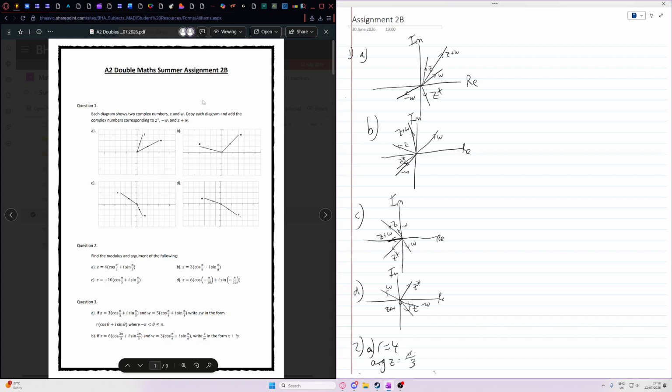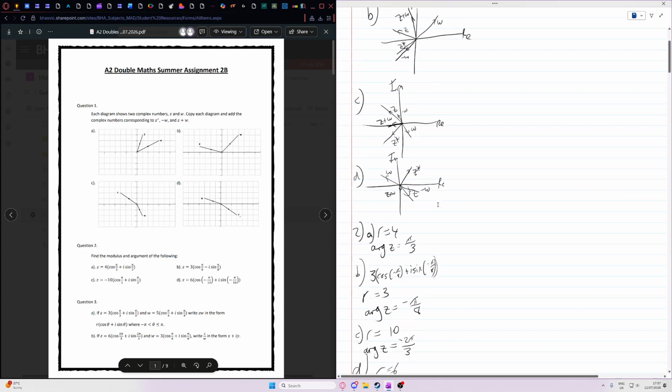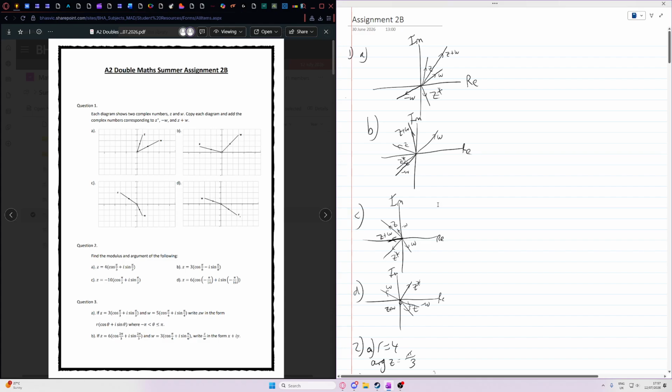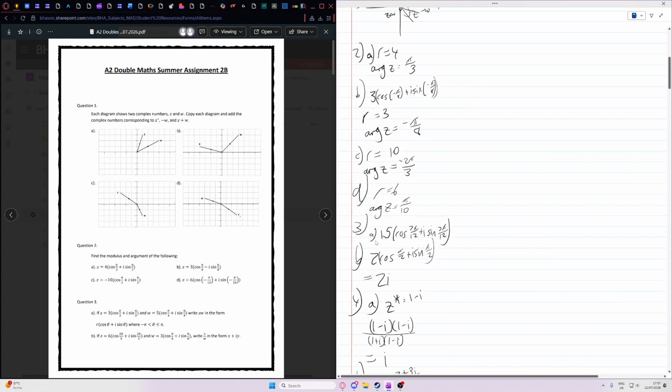Okay, this is a bit of a more procedural assignment. So one is just sketching all the complex numbers. You can just read from the diagram what the complex numbers are and do it manually. And obviously you can figure out the patterns by just doing the diagrams. Question 2, just finding the modulus and the argument.